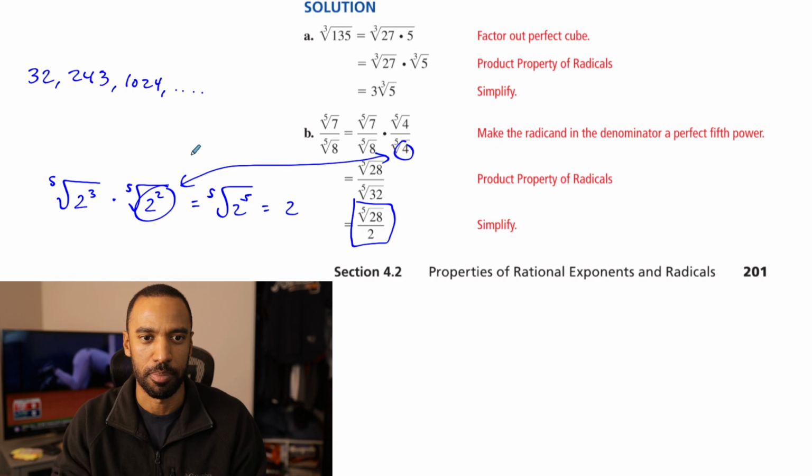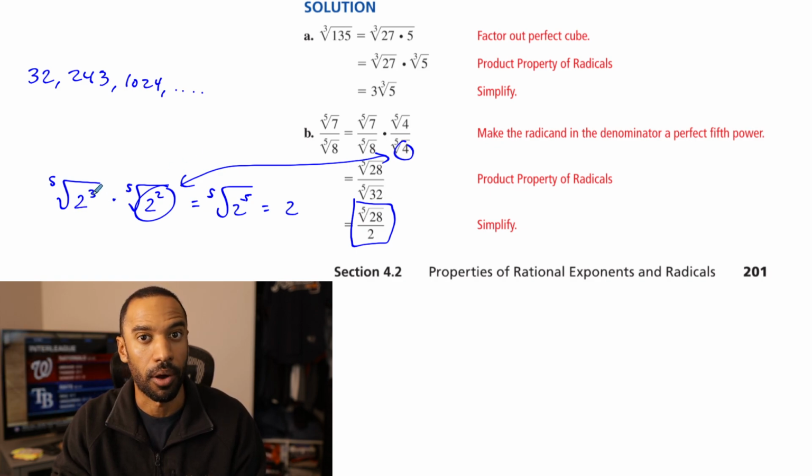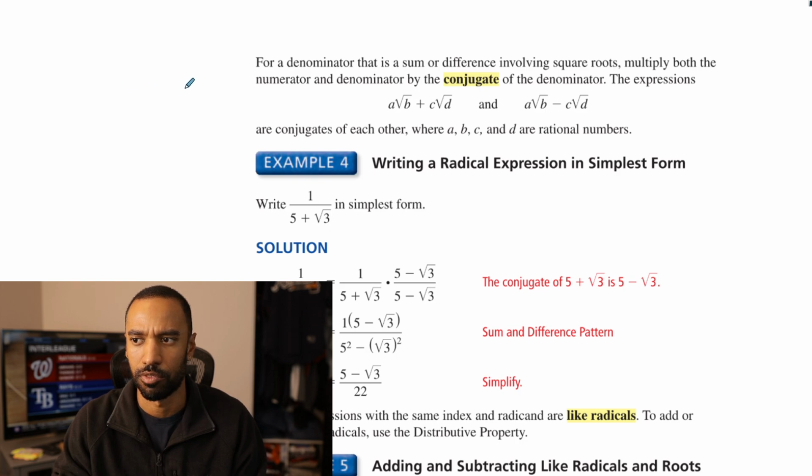If you don't know your perfect fifth power values, break this down as an element to raise to a smaller power and see what you can do from there. I'll probably be fine and not be using that for the most part.